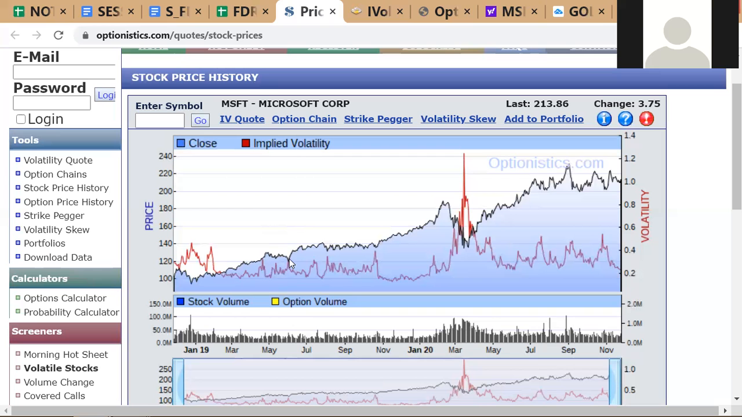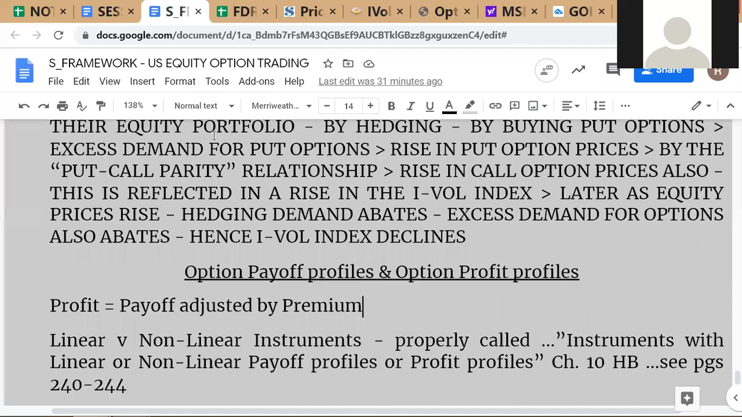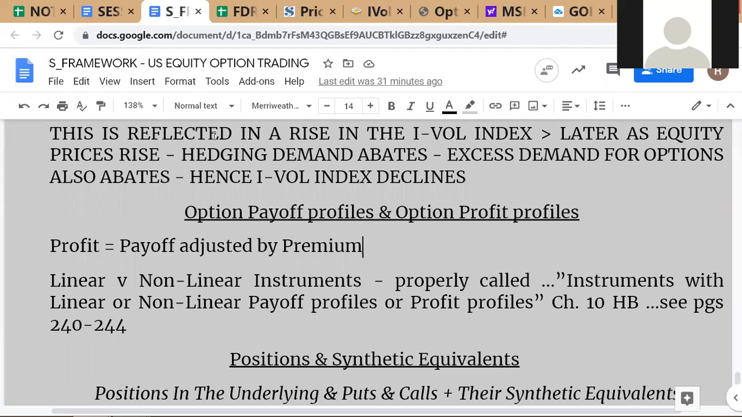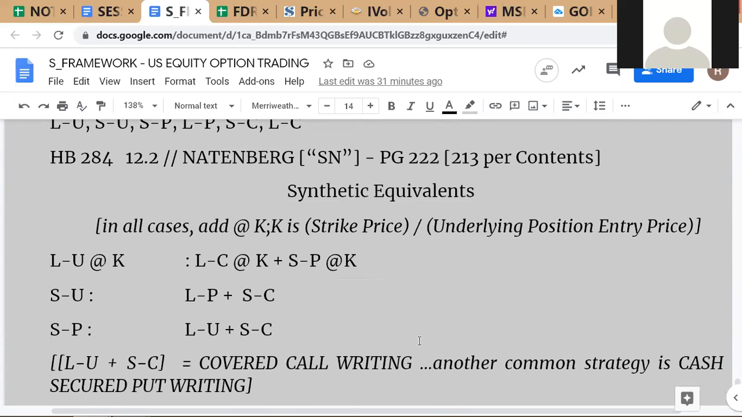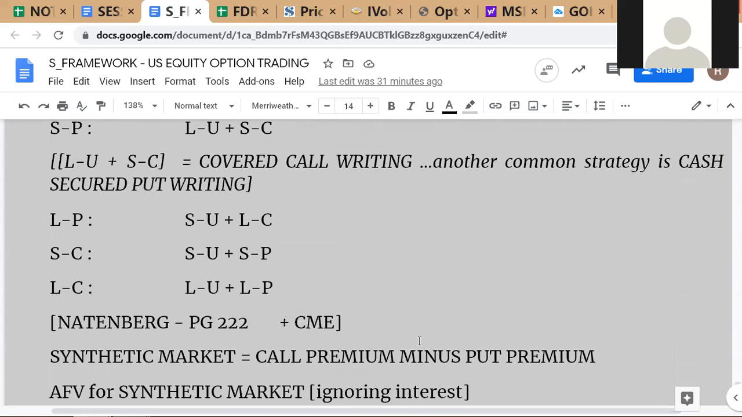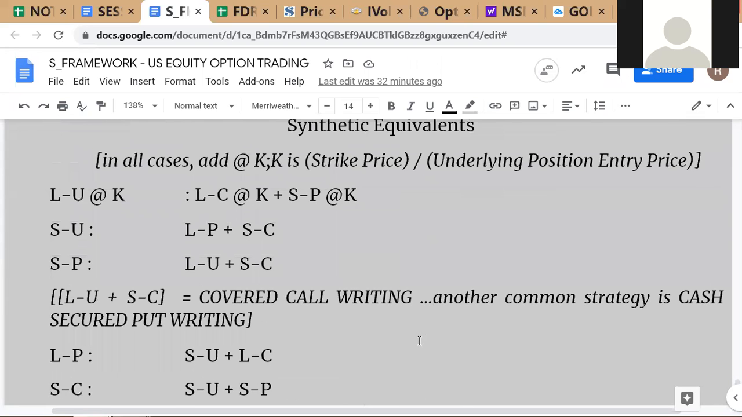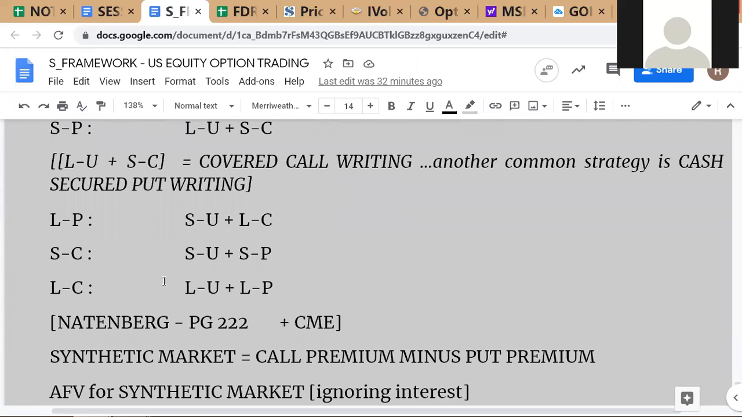As we will see, as we get into the next module, if I'm not mistaken, our next module is payoff profiles. We'll have some discussion about that, and then we will look at synthetic equivalents. So you will see that actually, if you have long underlying and long put, this is the example that we discussed.